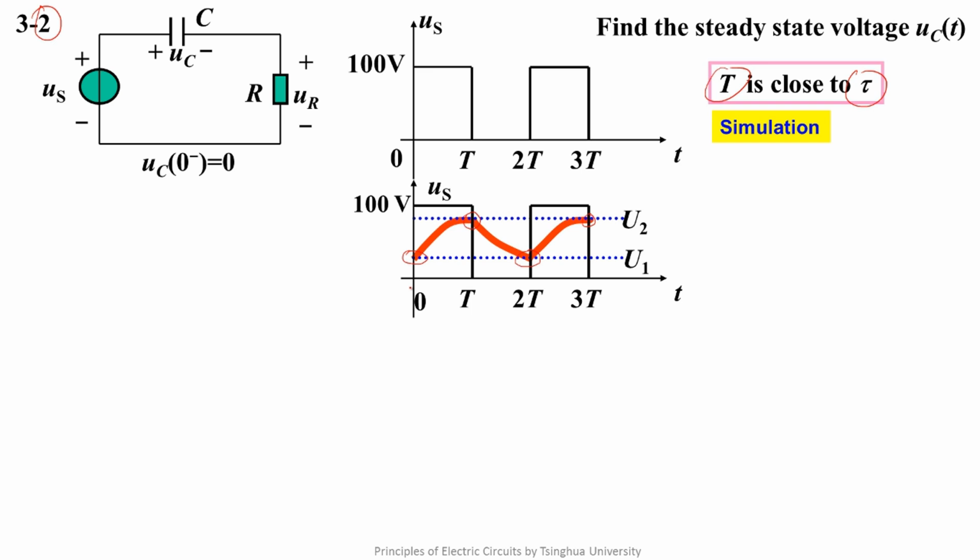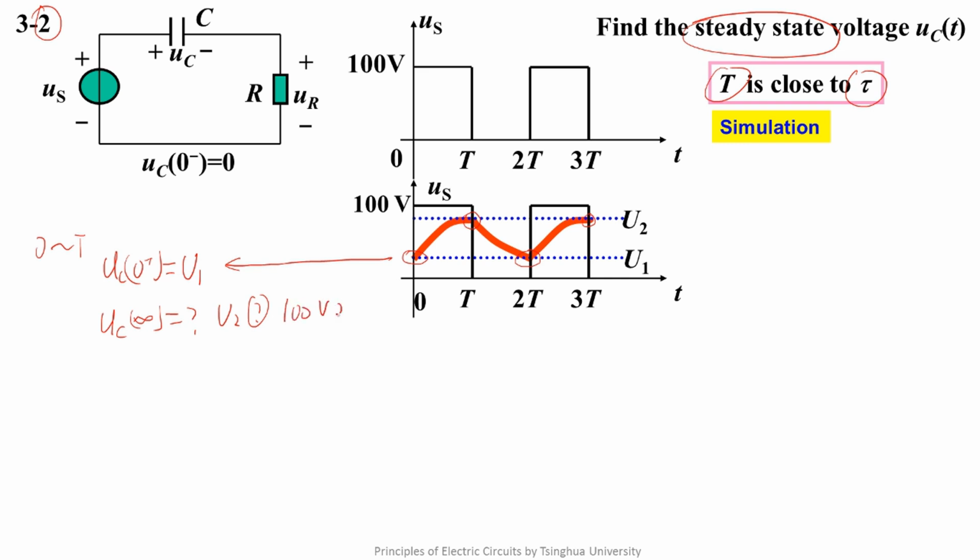Now let's analyze this question. Find the steady state voltage UC(t). The cycle is divided into two parts. During 0 to capital T, UC(0+) equals U1. It's a start point value. More importantly, what's the steady state value of UC? Is it U2 or 100 volts? Please think about it.